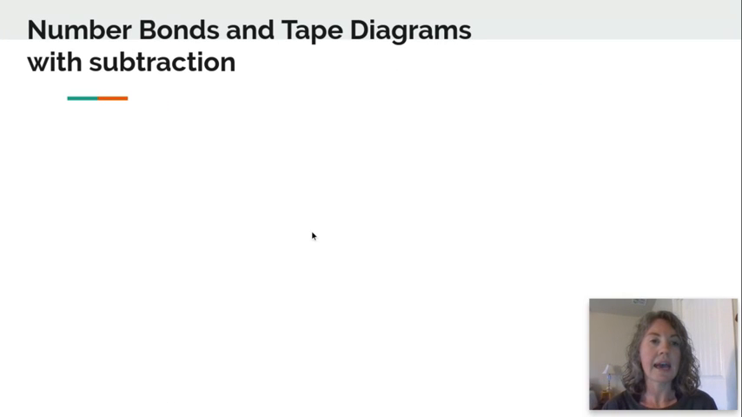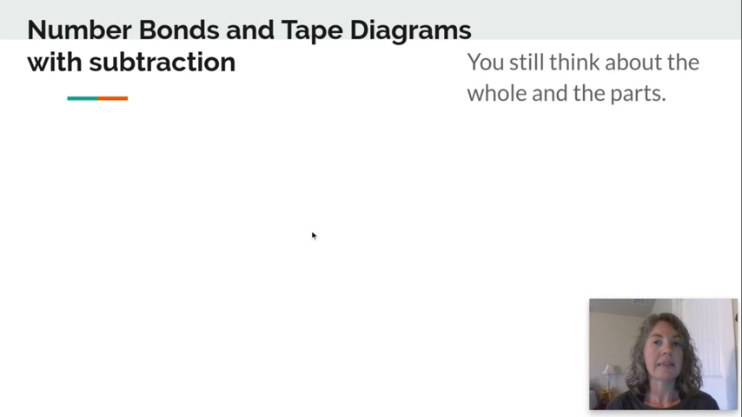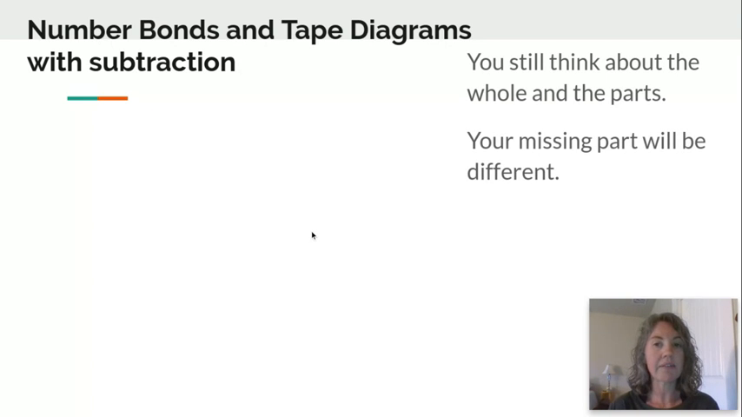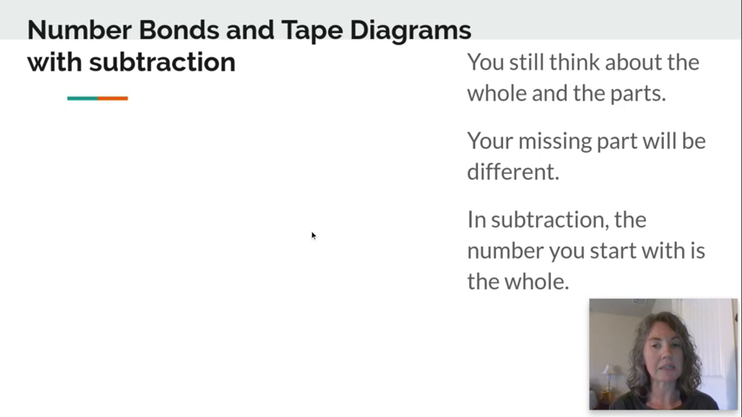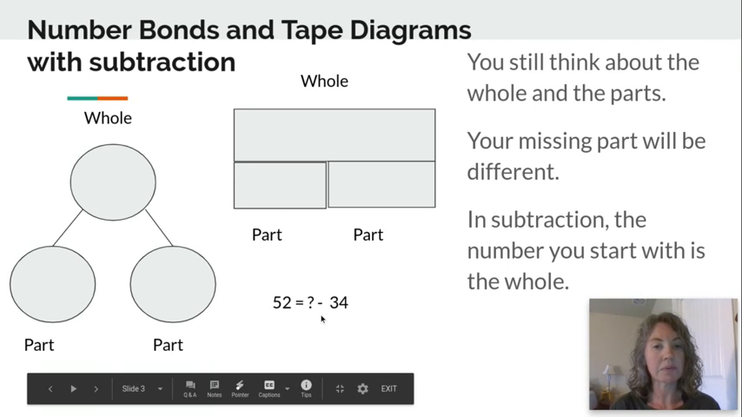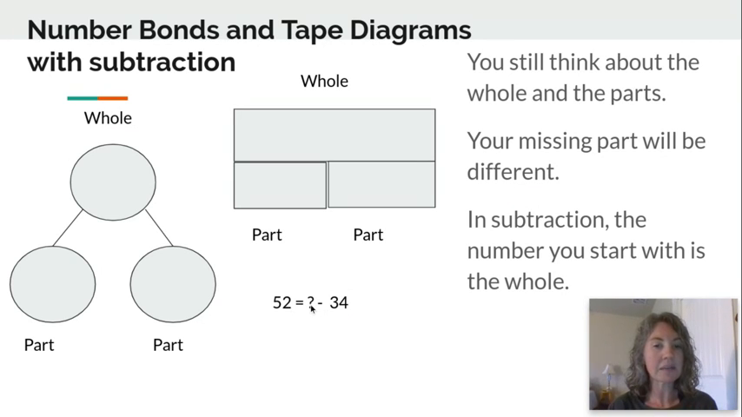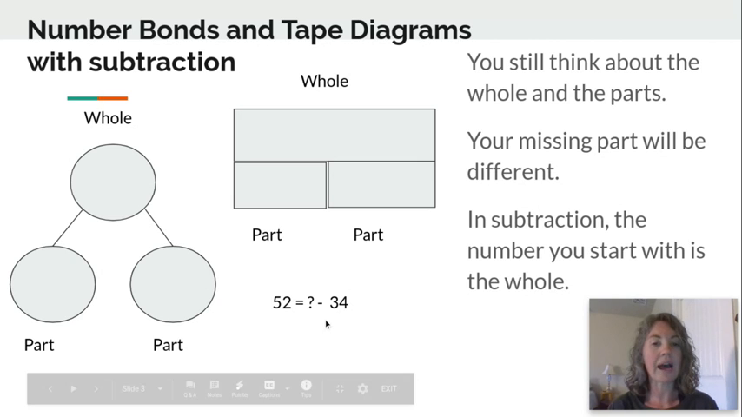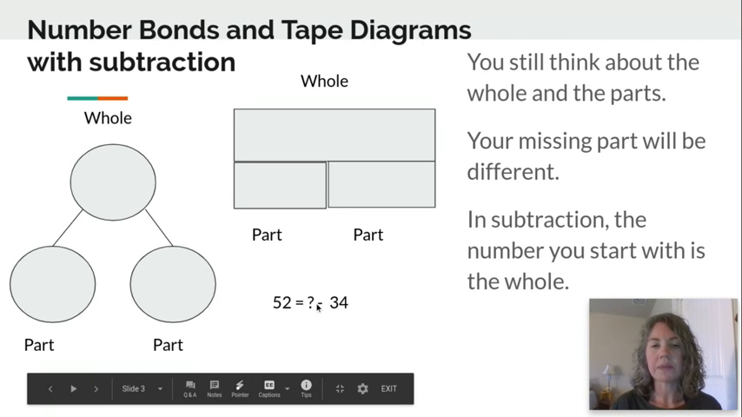So let's look at some more tape diagrams, and this time we would have subtraction. So we still have our whole, we still have our parts, but the missing piece would be a little bit different. Okay, so there's my number bond, there's my tape diagram, there's my whole, and there's my parts. Here's the exact same equation I just showed you, except there's a subtraction sign. So this is saying if I have something and I take away 34, I'm going to end up with 52. Well, if I took something away, that meant it had to be really big. So in this case, this number right here is my whole. This 34 is a part and this 52 is a part.